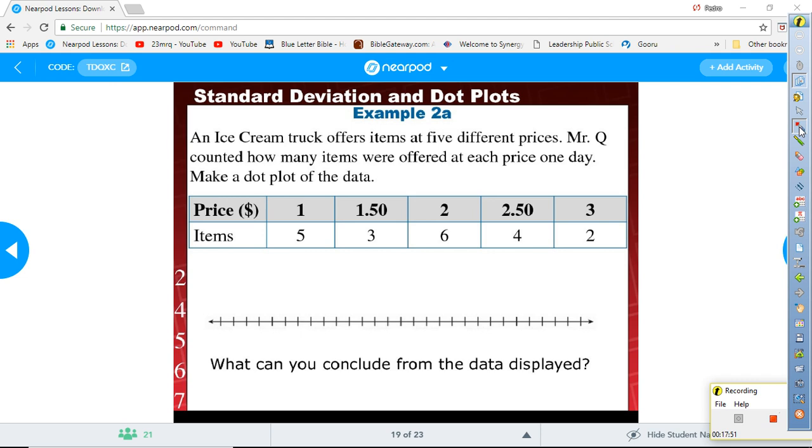An ice cream truck offers items at 5 different prices. Mr. Q counted how many items were offered at each price one day. Make a dot plot of the data. By the way, this is true.